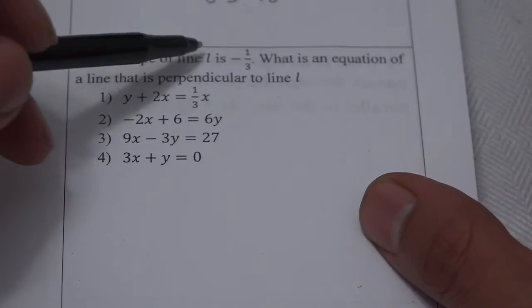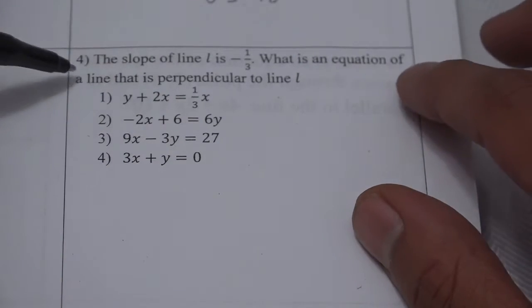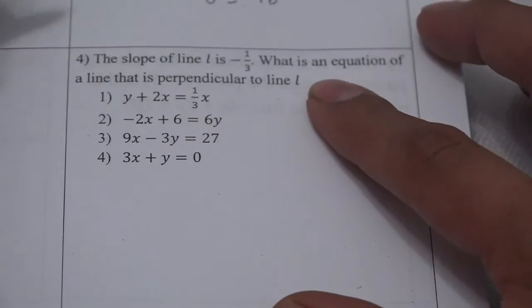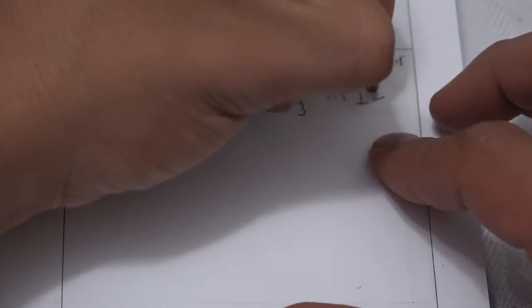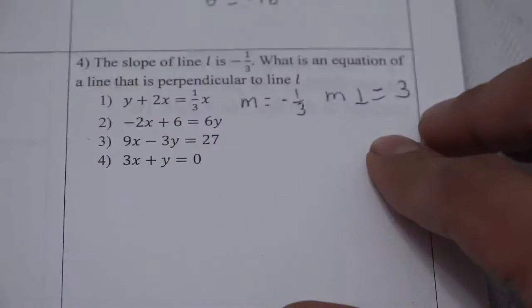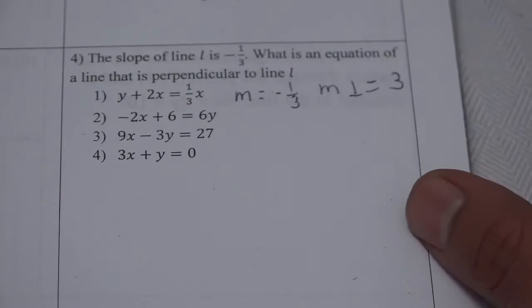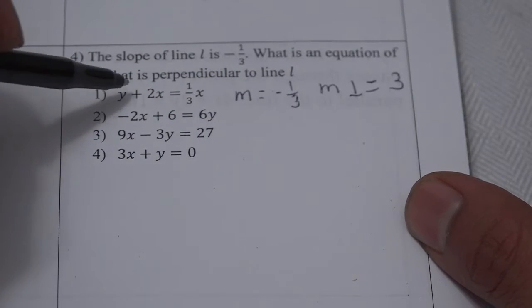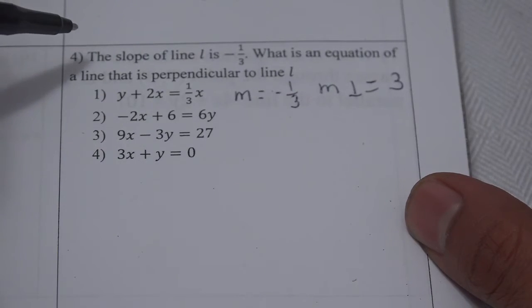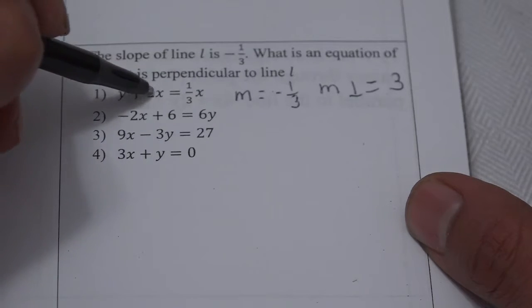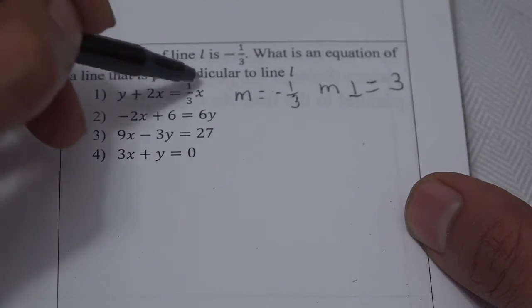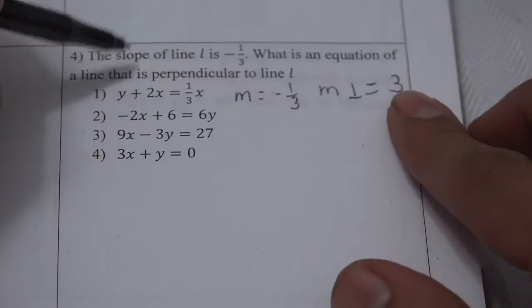The slope of line L is -1/3. What is the equation of a line that is perpendicular to line L? Well, if the slope of that line is -1/3, then the slope of a line perpendicular should be +3/1, or just +3. Now, it's just a matter of figuring out which of these lines has a slope of 3, which is perpendicular. Definitely, this is not going to be it, because I'm going to have 1/3 x minus 2x, which is not going to be a slope of 3.